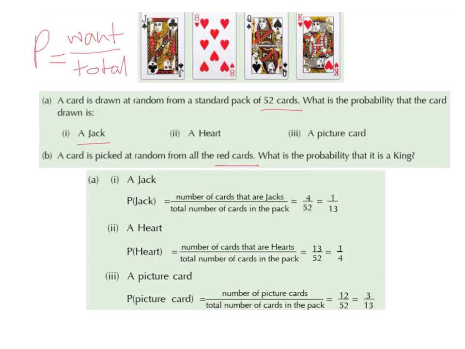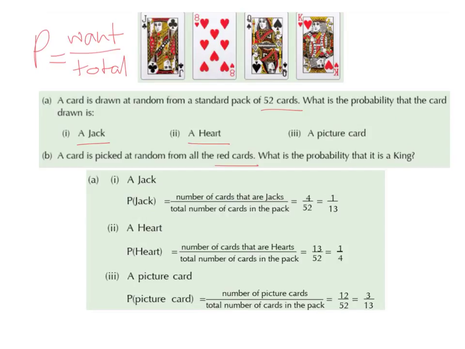So we want the probability that it's a jack, so we want the number of jacks to be our numerator, and the number of jacks in a pack is 4, and the total number of cards in a pack is 52, so our probability will be 4 over 52. So the probability of choosing a jack: the number of cards that are jacks, there are 4 of them, divided by the total number of cards in a pack, there are 52, which simplifies to 1 over 13.